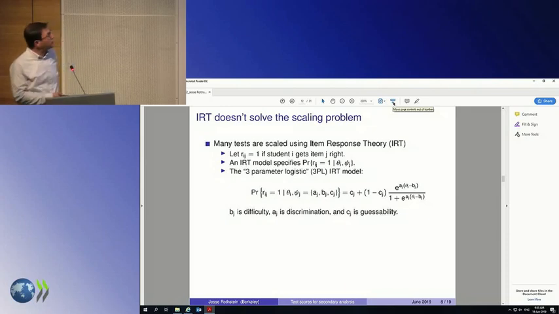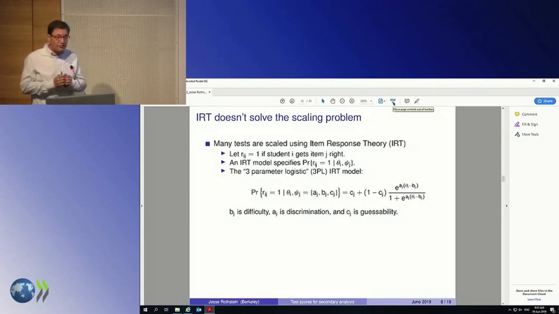A common IRT model is what's called the three-parameter logistic, where the probability that a person with ability theta gets an item correct depends on the exponential of parameter A times theta minus another parameter B, adjusted out front with another parameter C. Those parameters are meant to capture that some items are harder than others, some items are better at discriminating between high theta and low theta people, and some items are more guessable than others. Even somebody who had an infinitely negative theta might still get it right.